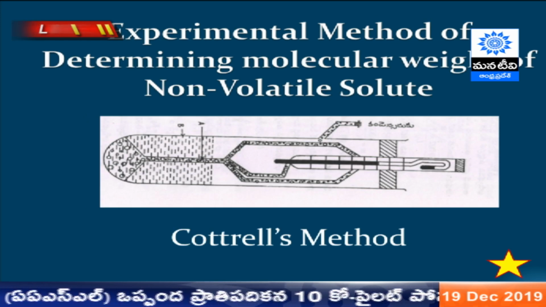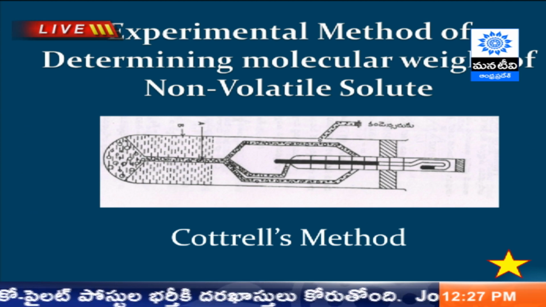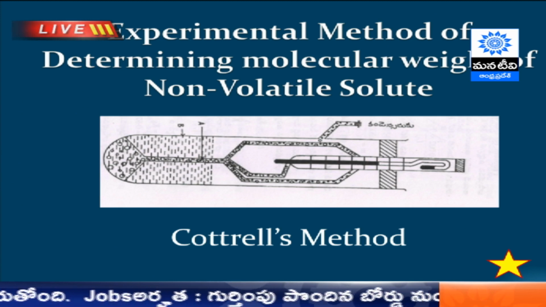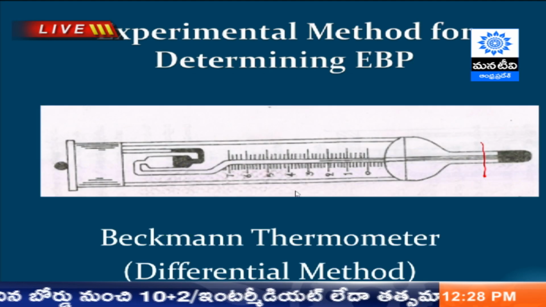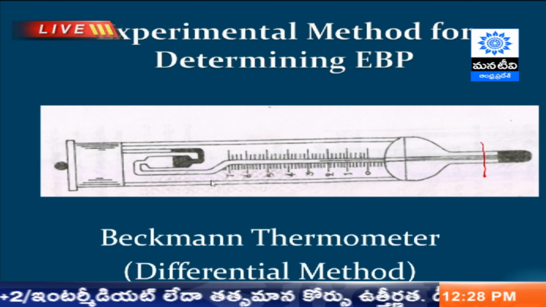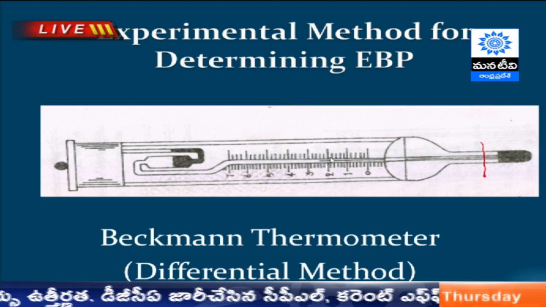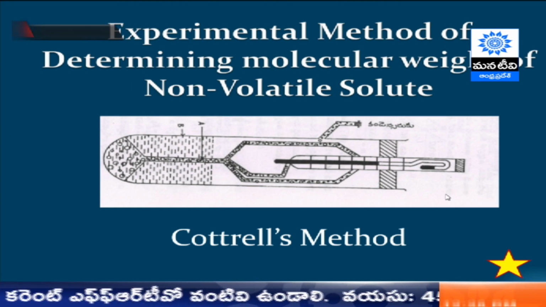There is a method to find out the molecular weight of the solute. It is called Cottrell's method. Here also there is a problem with the Beckmann thermometer, that is, you cannot use this with superheated solutions. Hence, this has been taken care of in Cottrell's method.